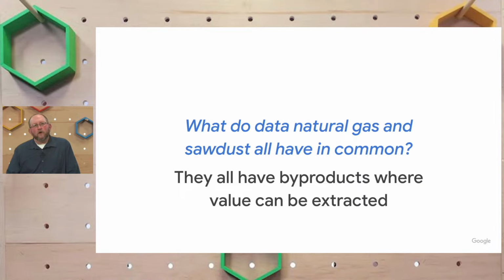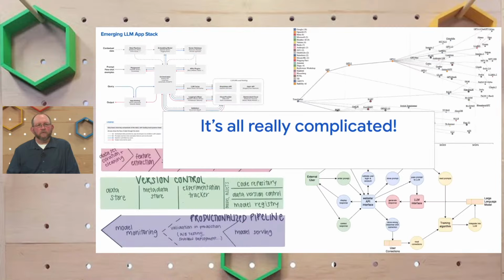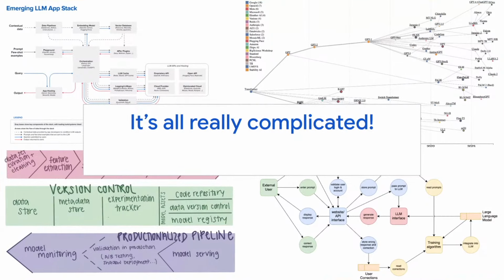All of these things are byproducts. They're not the intended outcome of the work that's being done, but all of them have value that can be extracted if you've got the right tools and infrastructure in place. I'm sure your first thought is, but it's really complicated to do this. And it is really complicated. However, Google has worked very hard to make it simple.